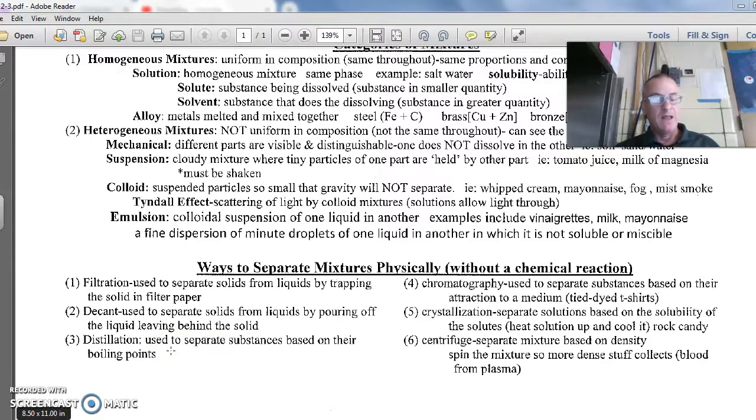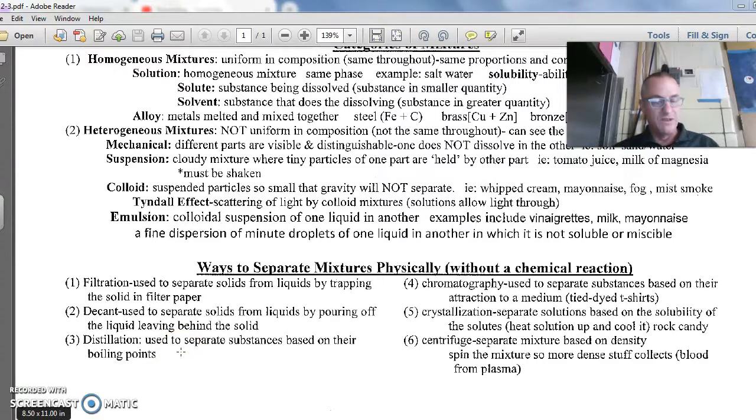A third method of separating mixtures is called distillation, and this is separating substances based on differing boiling points. Distillation takes advantage of the fact that every substance has its own unique boiling point. So if we have a mixture of substances that have different boiling points, we can begin heating it up, and the one with the lowest boiling point will begin boiling first and change to a gas. That would leave behind the other substance which has the higher boiling point. Distillation is a very commonly used practice in chemistry.